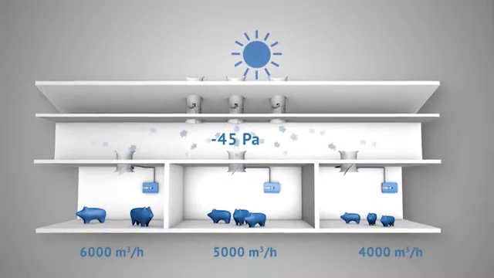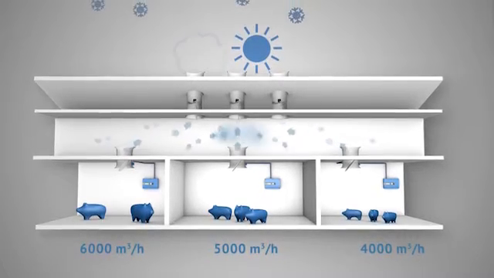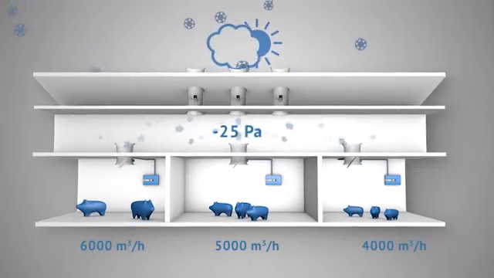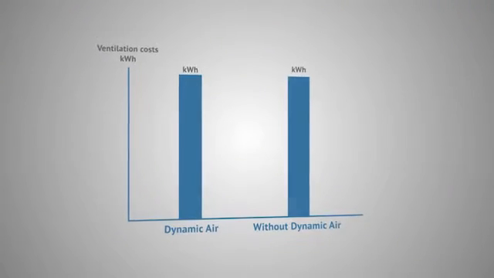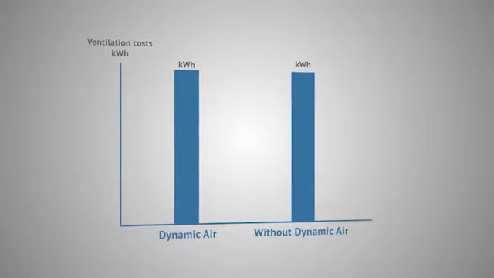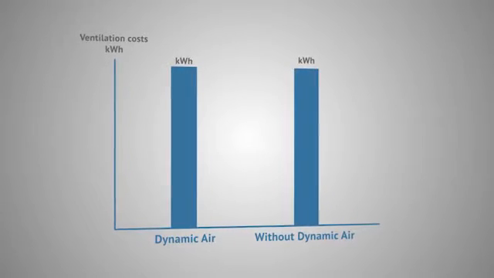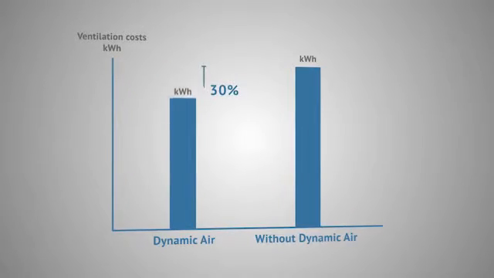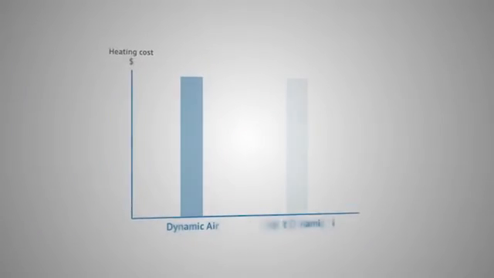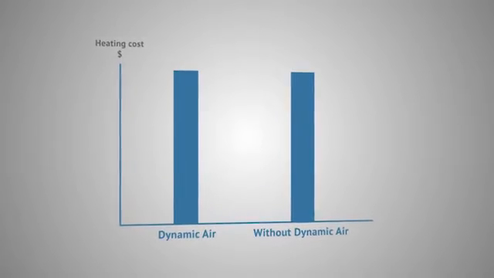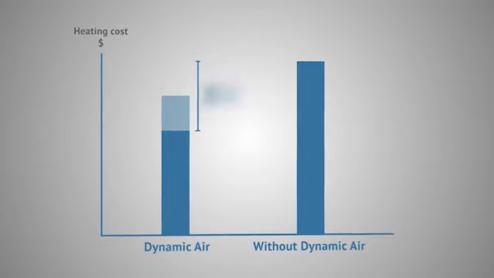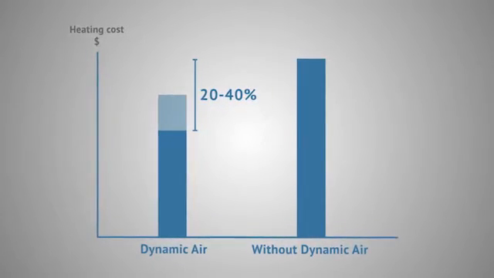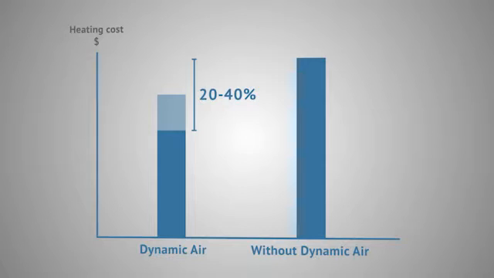A higher pressure level can therefore be used in hot periods and a lower level in cold periods. This adaptation of the pressure in the duct to cold and hot periods typically reduces pig producers' electricity bills for ventilation by 30%. Moreover, the introduction of dynamic air reduces heat costs by 20 to 40%. This saving is achieved by eliminating excess ventilation when the need for ventilation is low.